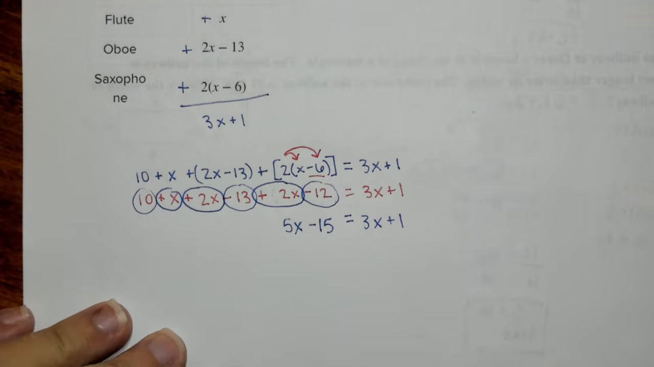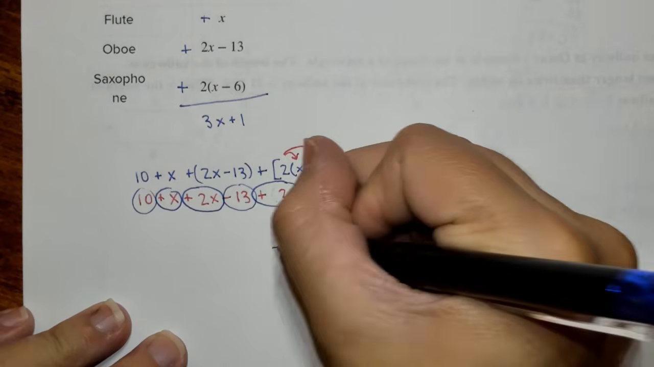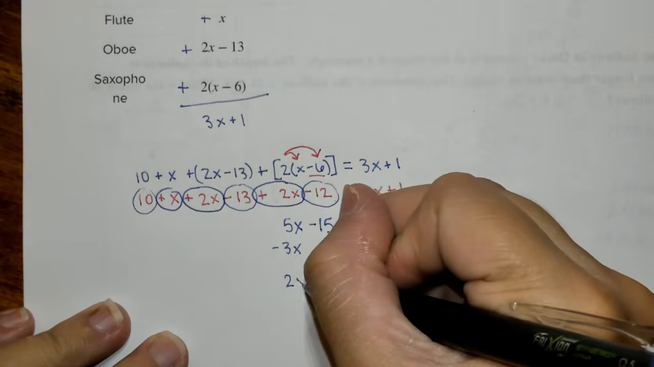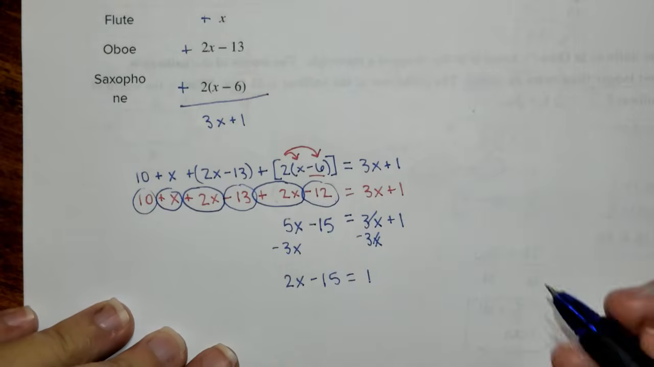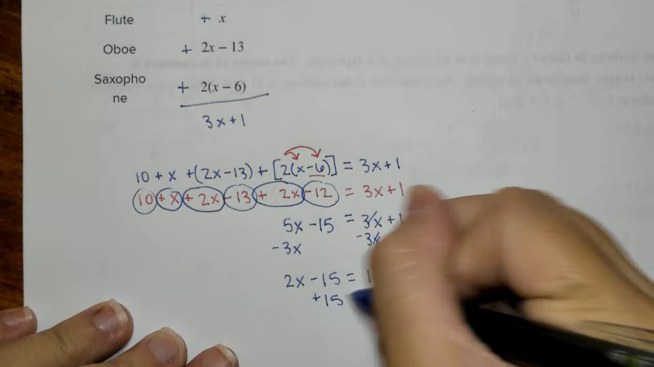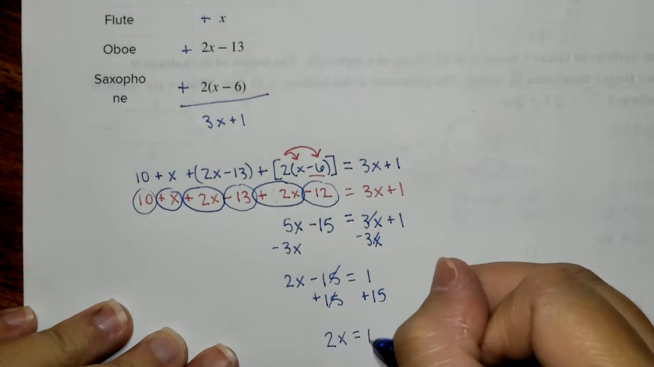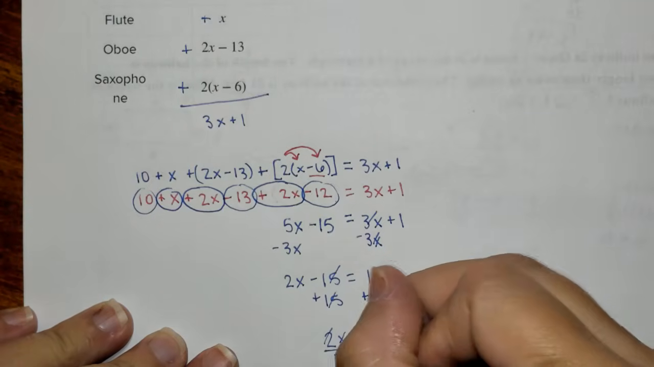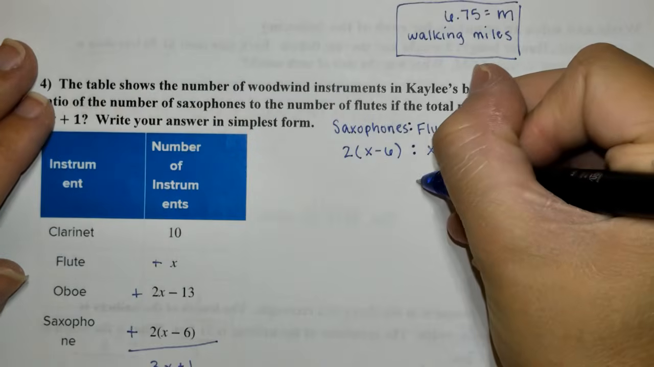So now I get my variables together and my constants together. So I would start by subtracting 3x from both sides. 5x minus 3x is 2x. Bring down my minus 15, my equals 1. Okay, from there get my constants together. So I'm going to add 15 to both sides. That gives me 2x equals 16. And then the last step, divide both sides by 2. And x equals 8. Which means if x is 8, my number of flutes is 8.